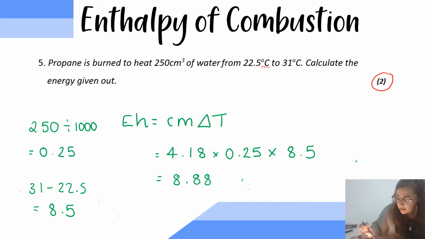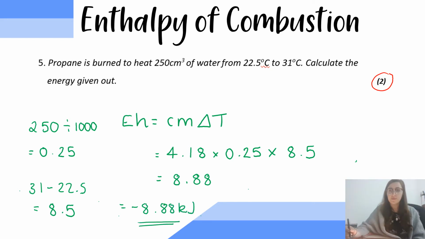8.88. Now, enthalpy of combustion is an exothermic reaction, so our enthalpy here will be negative for an exothermic reaction because it's releasing energy, it's giving out energy, so it's a negative value. So negative 8.88 kilojoules. That is our final answer.